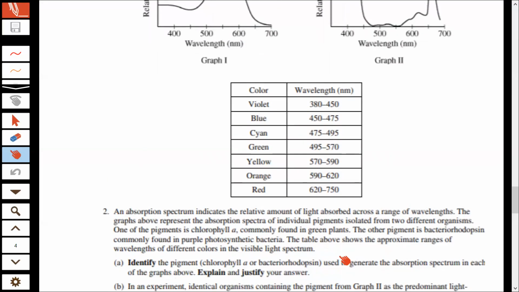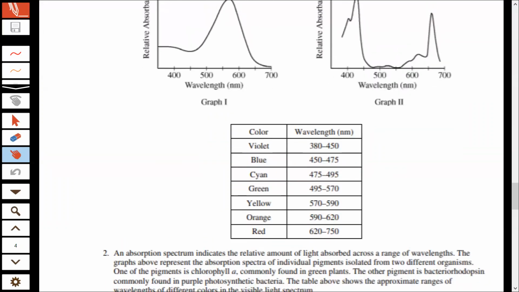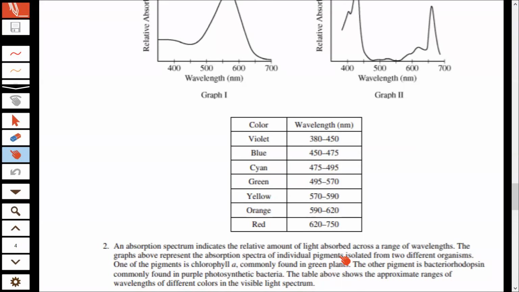So identify the pigment used to generate the absorption spectrum in each of the graphs above, and explain and justify your answer. The thing we have to know about photosynthesis here is that a plant will absorb light, and whatever it doesn't absorb, what does it do?